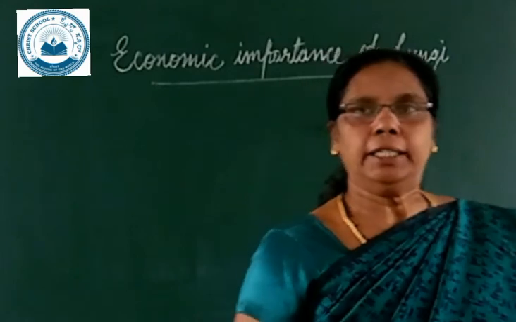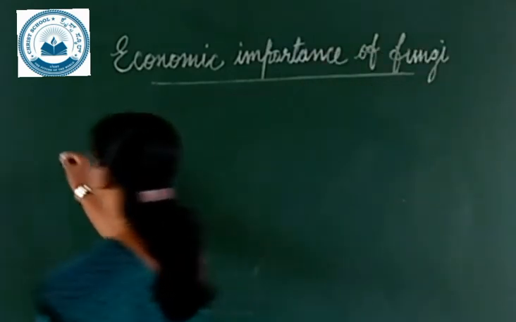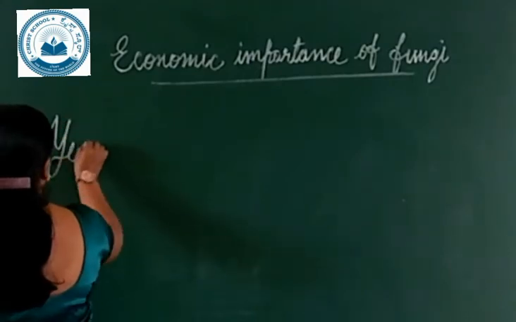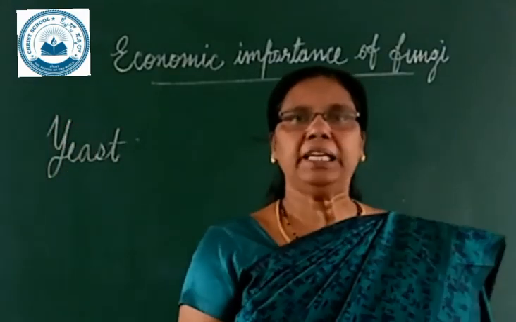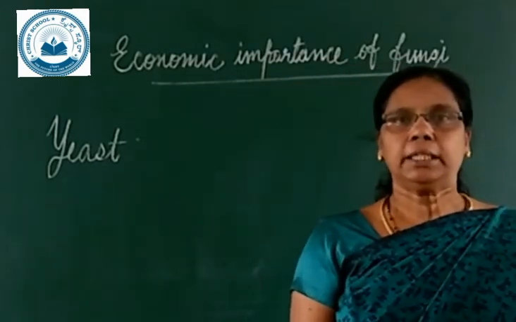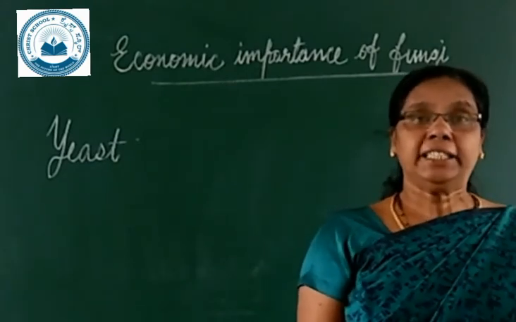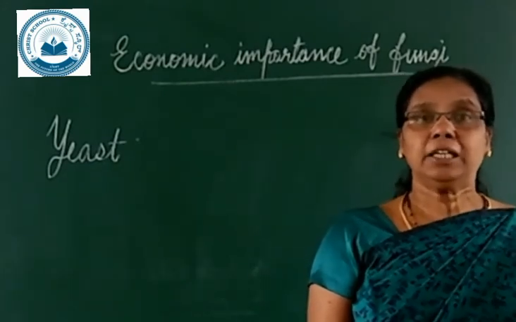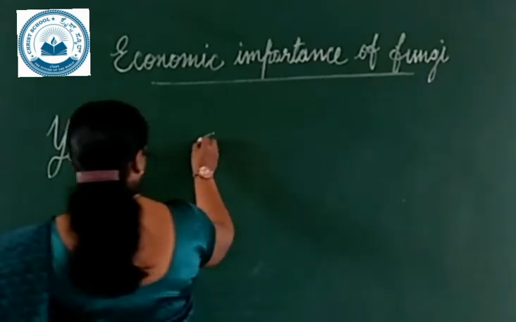Next, another fungus which is common is yeast. So you may be familiar with the word yeast. Usually in bakeries you can see that for making bread, bun, etc., this yeast is used. It's a unicellular structure. It is a bit oval in shape.